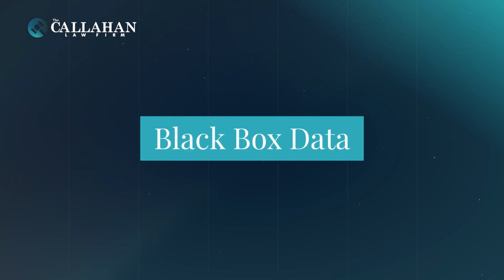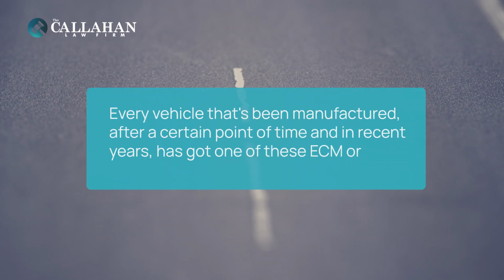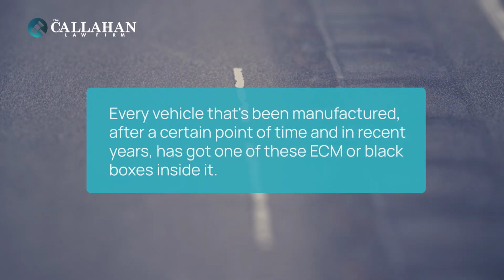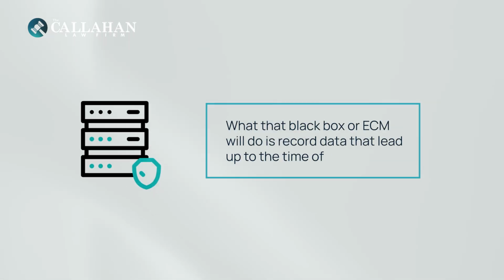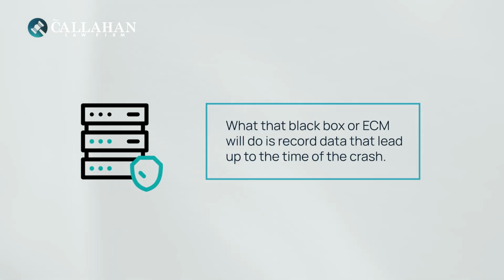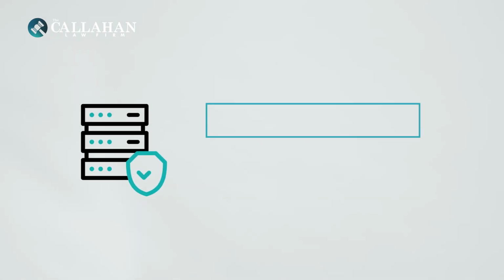Another critical piece of evidence is data from what's called the black box. The black box is an electronic control module. Pretty much every vehicle that's been manufactured after a certain point in time and in recent years has got one of these ECMs or black boxes inside it. What that black box or ECM will do is record data that leads up to the time of a crash, to the point of impact, as well as information and data after the point of crash.